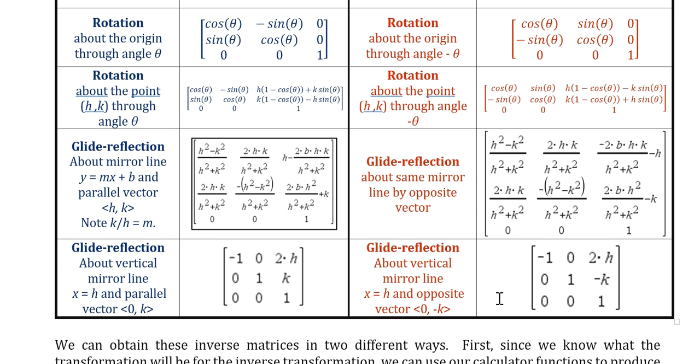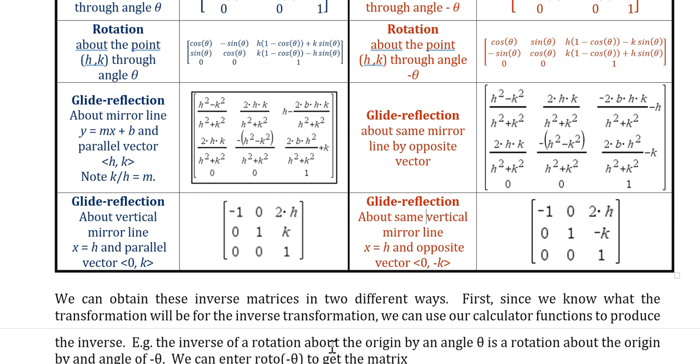A glide reflection about a vertical mirror line x equals h, and parallel vector 0k we found was this matrix, and its inverse will be a glide reflection about the same vertical mirror line x equals h, and an opposite vector 0 minus k, so just replace k by minus k there, and you get that one. So notice we can obtain these inverse matrices in two different ways.